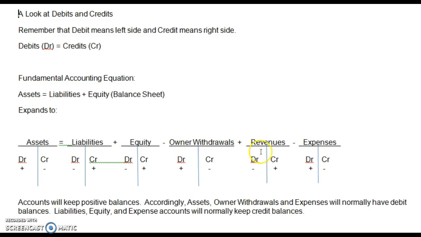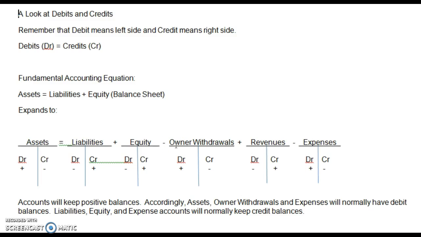Now the other three accounts, owner withdrawals, revenues and expenses, change based on how they affect equity. The entity earns revenues, so equity is going to go up. So equity changes along with revenues in the same direction. So equity is a credit balance to go up. Revenues is a credit to go up.